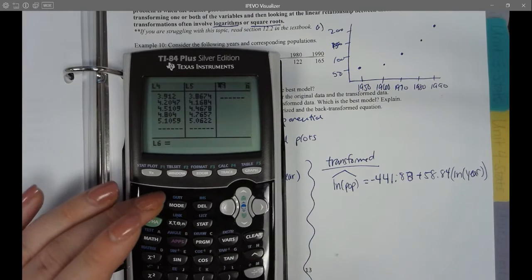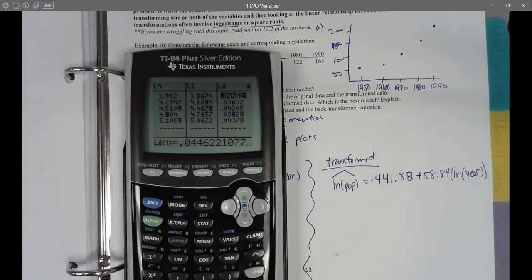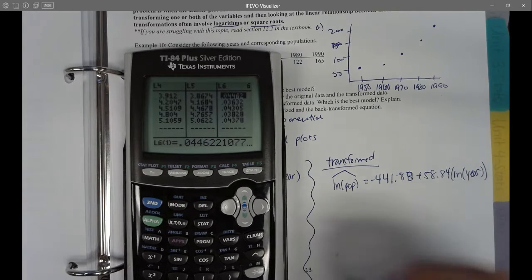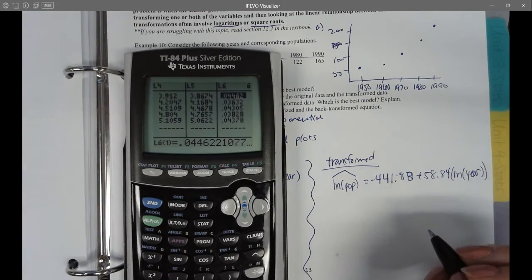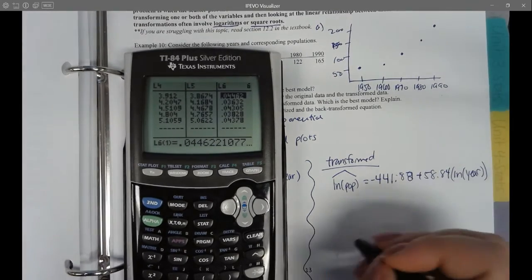Oh, I need to write it up here. Okay, list 4 minus list 5. There it goes. Create your rule when you're up here. There's my residuals. So I'm going to, again, plot these values here.